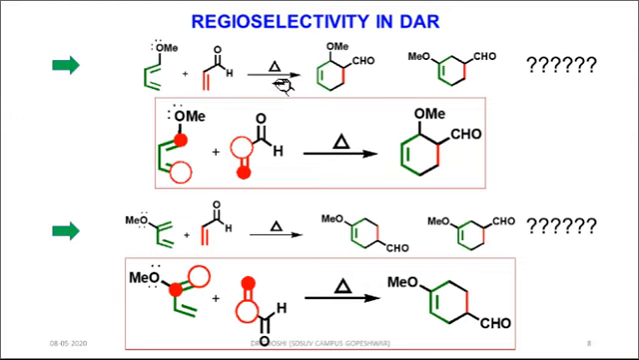In the given example, this is for a 1-substituted diene. This is the dienophile, with an electron donating group on the diene and an electron withdrawing group on the dienophile. It may result in either the ortho-type product or the para-type product. We have to decide which regioisomer will form selectively.